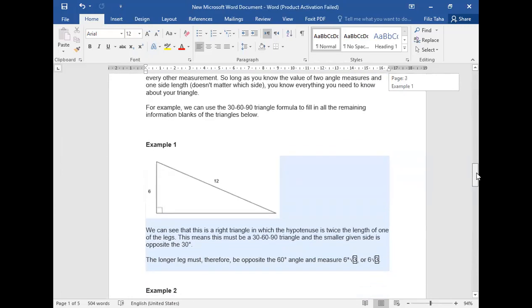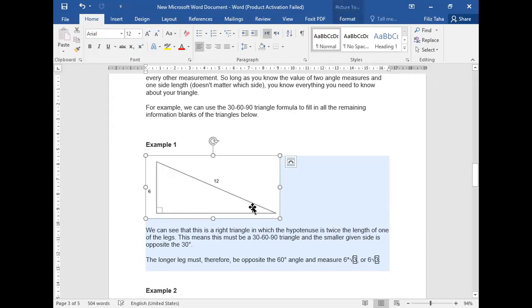Once we have 30, 60, we have a standard ratio. In this question, we want to talk about the opposites here. We have 6 and the hypotenuse is 12, right? So we can recognize that this angle should be equal to 30. So what about the length of this side? The length of this side should be 6 root 3.